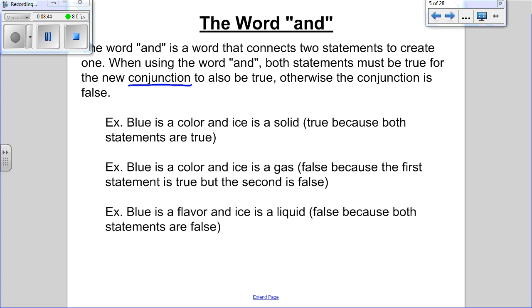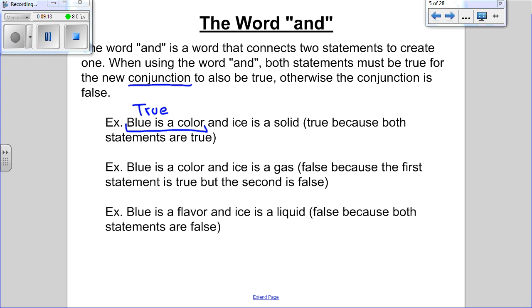The word and can only create a true statement if both statements by themselves were true statements. Right? So if I have 2 statements, I want to write them as one by using the word and, then both of them had to be true to make the new statement true. There's some examples here, okay? So the first one says, blue is a color. That's 1 statement. And it's true. Blue definitely is a color.